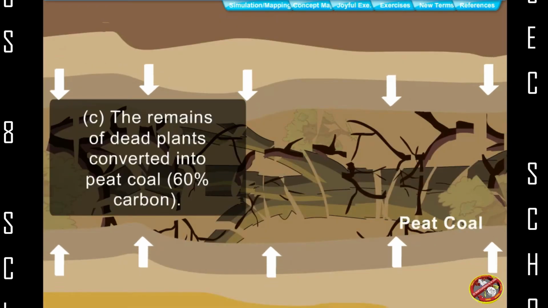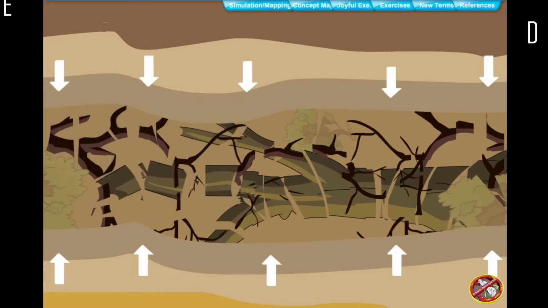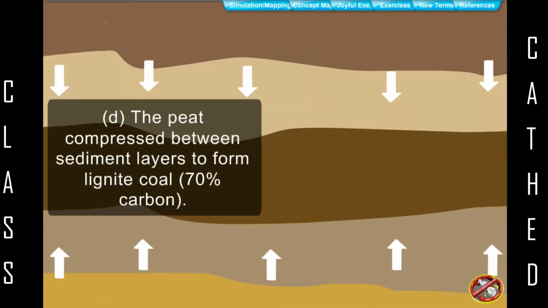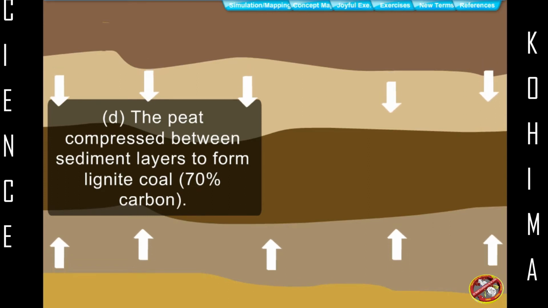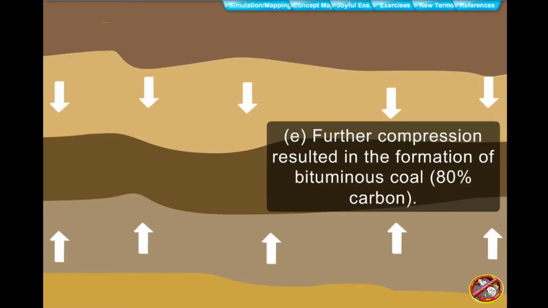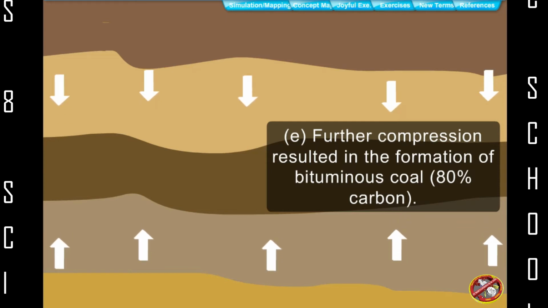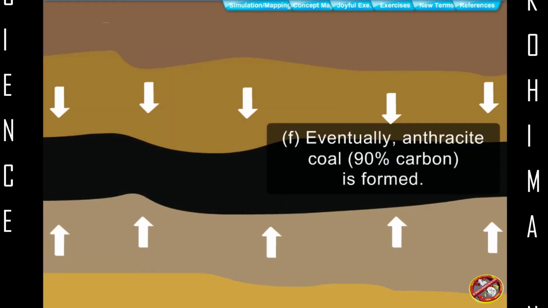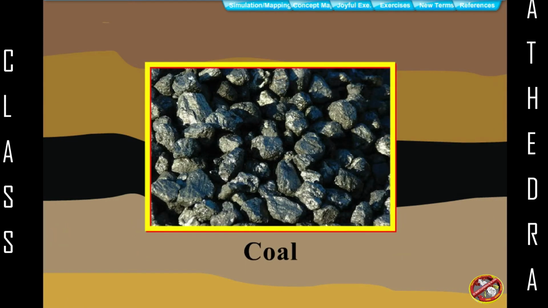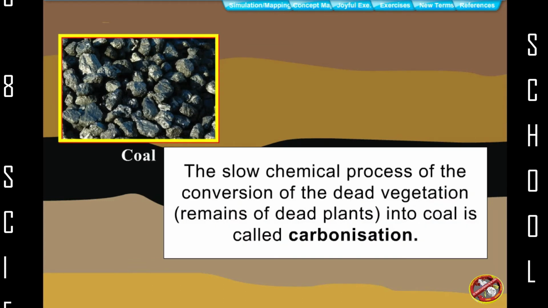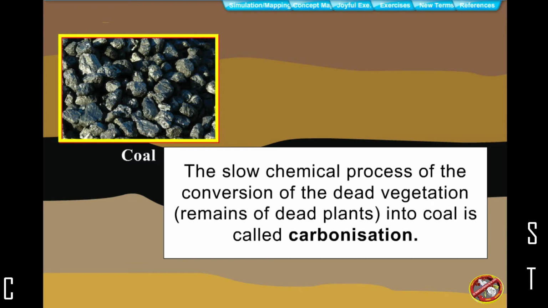The remains of dead plants converted into peat coal, 60% carbon. The peat compressed between sediment layers to form lignite coal, 70% carbon. Further compression resulted in the formation of bituminous coal, 80% carbon. Eventually, anthracite coal, 90% carbon, is formed. Coal contains mainly carbon. The slow chemical process of the conversion of the dead vegetation, remains of dead plants, into coal is called carbonization.